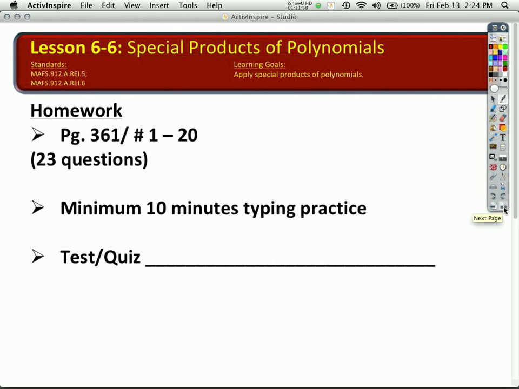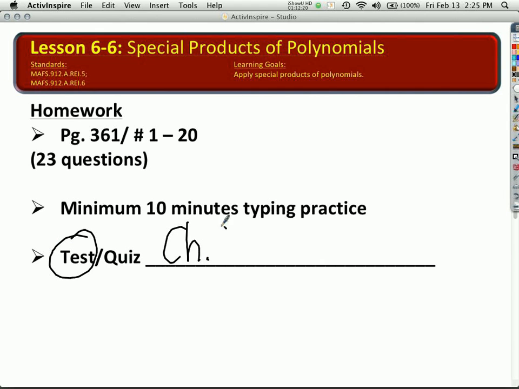Your homework is page 361. You're doing numbers 1 through 20, but I can't remember exactly how it was, but one of the questions had 2 parts or maybe 3 parts or something like that. It works out to 23 separate questions. Grade them separately. And your test on chapter 6 will be next week. Let me see. I see you on Tuesday. We don't see each other on Tuesdays, so then Wednesday, Thursday. So it'll be next Thursday.